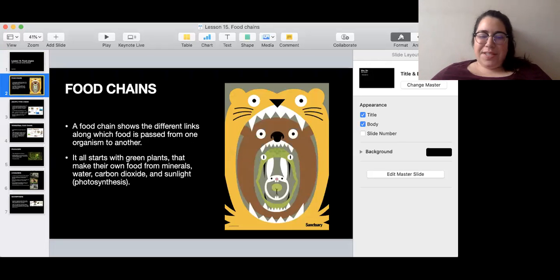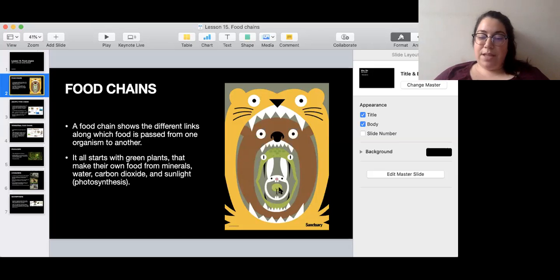Okay, so a food chain, when we're talking about chain in Spanish, that's cadena. It's like one thing linked to another. So when we're talking about a food chain, we're talking about a chain that shows the different links along which food is passed from one organism to another. So we can see one organism ate another organism, and we see how the energy is moving from one of them. Just like the picture, right?